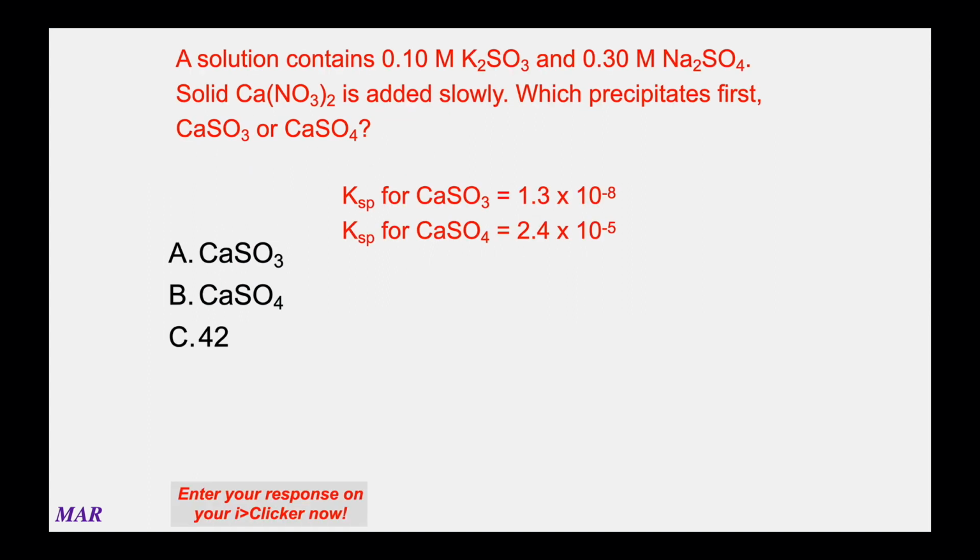We have a solution containing 0.10 molar potassium sulfite and 0.30 molar sodium sulfate. And we're adding calcium nitrate slowly. Which precipitates first, calcium sulfite or calcium sulfate? And there are the Ksp values. Now, both of those Ksps are less than 1, so that means a solid will form pretty readily, but one of them will form first.